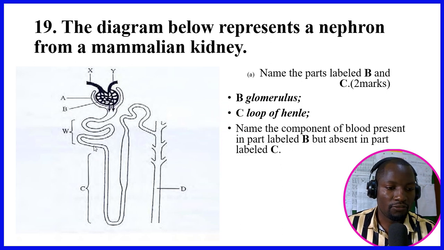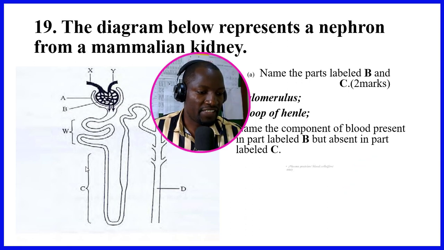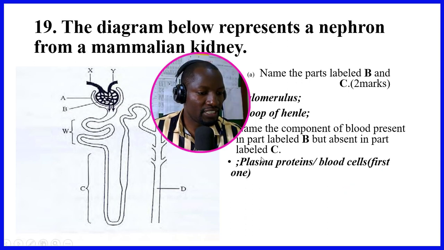Name the component of blood present in part labeled B, the glomerulus, but absent in part labeled C, the loop of Henle. That is plasma proteins or blood cells. So blood cells and plasma proteins are absent at part C, but present at B.